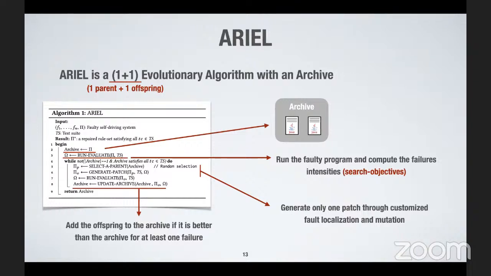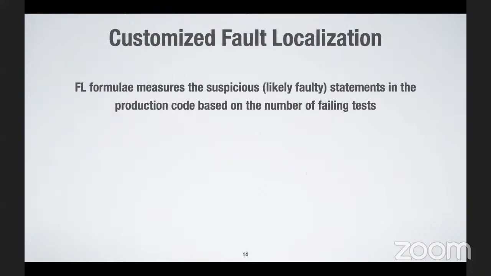If you think of this as a while loop, time after time the archive always contains the best patches found so far. In the end, if there is a patch that satisfies all the failing tests, the archive would contain only one final patch. So it's a many-objective search, with many failures at the same time. By the end, if the patch is successful, it is the only solution that avoids all failures. There are two key ingredients that we changed. We went from population-based genetic programming to 1+1 plus archive, but we also had to change the fault localization and the mutation operators.